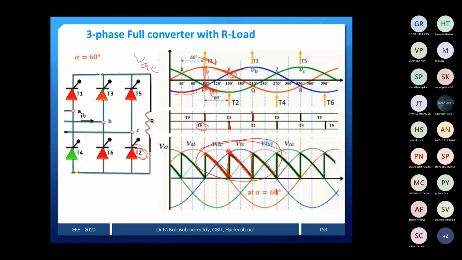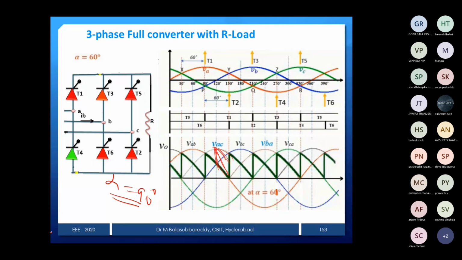From this, what is the observation? It reaches the natural zero. This point reaches the natural zero. Alpha is equal to 60 degrees. If I put alpha as 60 degrees, your waveform reaches the natural zero. Suppose I make alpha equal to 90 degrees, what will happen? The starting point will differ. Instead of starting here, it will start here, but the ending point will be what? The ending point will be natural zero.